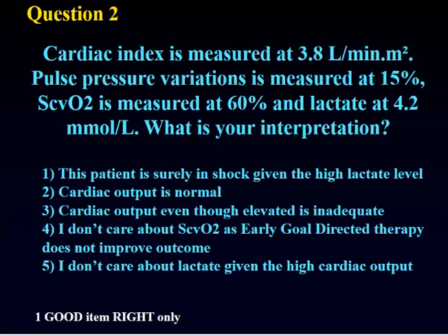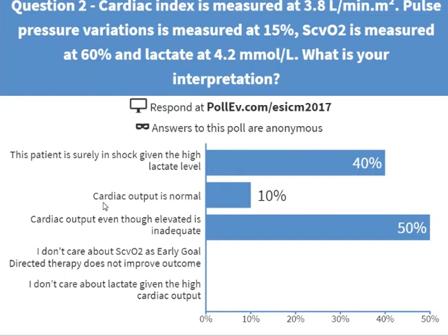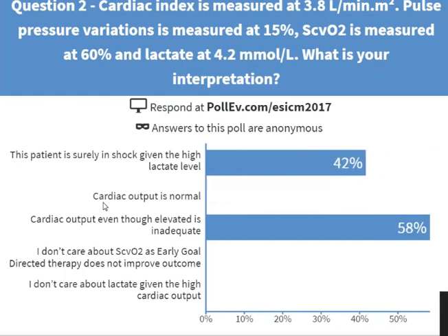I don't care about SVO2. The goal-directed therapy trials have shown that it has no value, it doesn't improve outcome. And I don't care about lactate because my patient has a high cardiac output, so at the end the lactate is not really important here. Do you want to show and then you influence? So now it is 50. So I anticipate that this will increase and this will decrease.